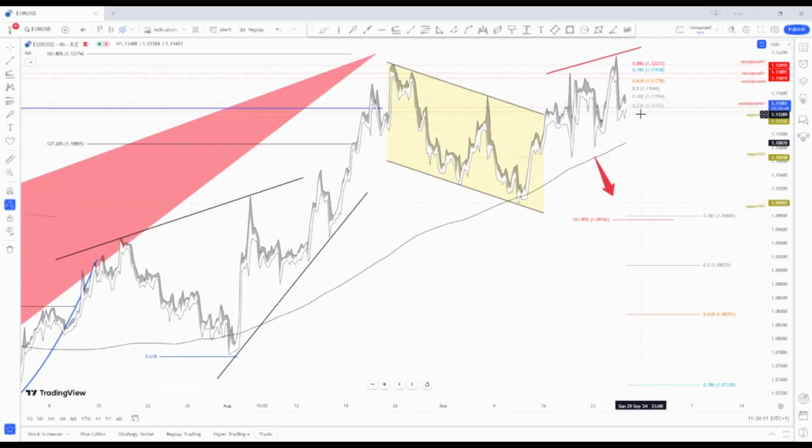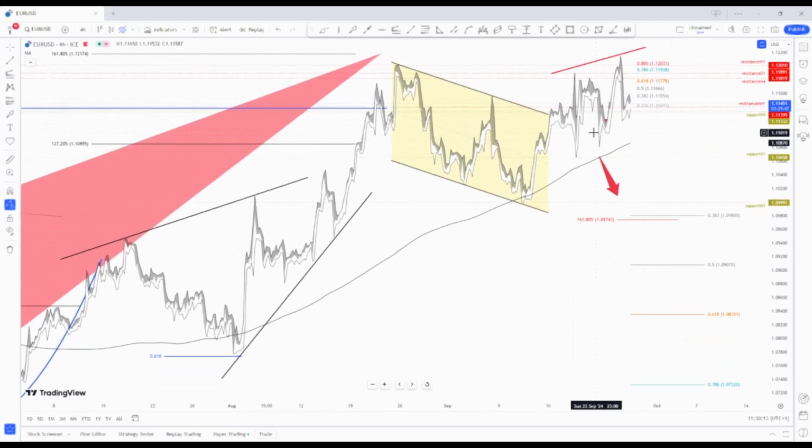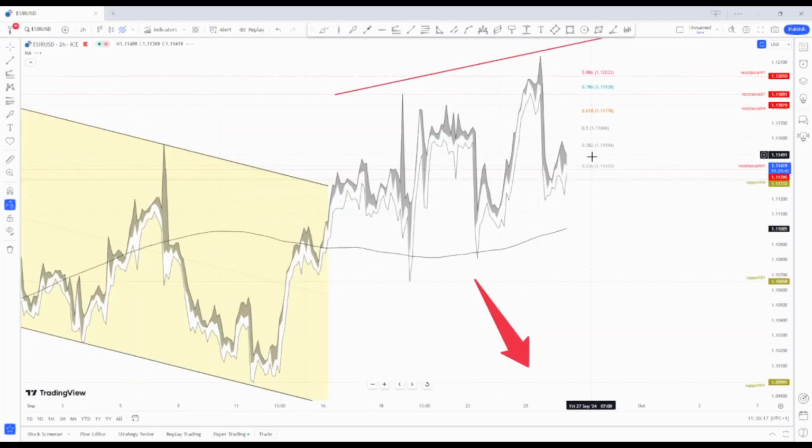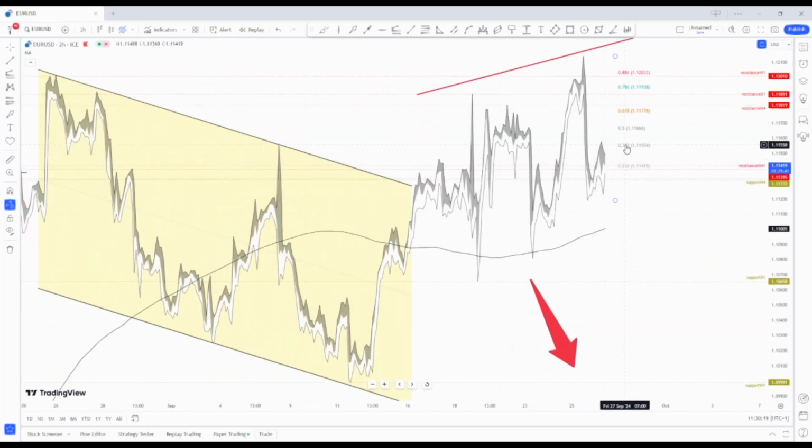But pay attention also for moves to the downside for the euro versus the dollar, specifically if the DXY, of course, breaks higher. 38% Fibonacci level, that's a level that we are now fighting for the euro versus the dollar, a minor Fibonacci level. Usually that's a significant Fibonacci retracement level to offer support or resistance.